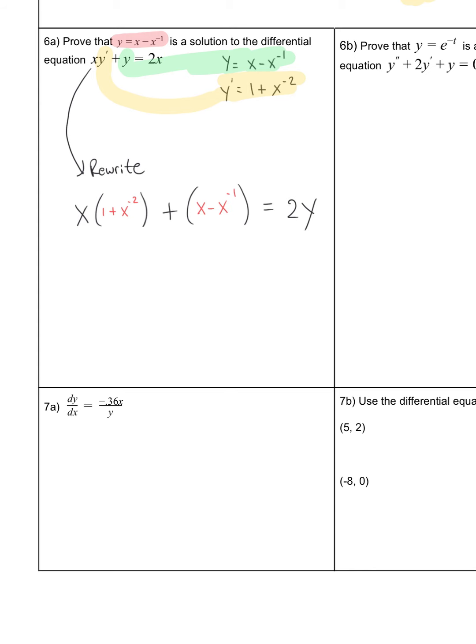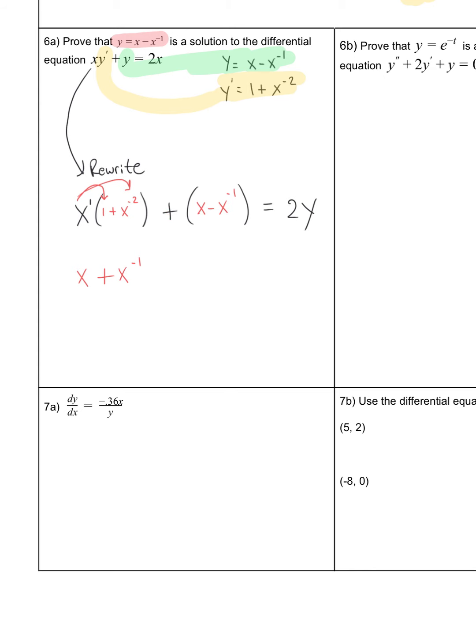Okay, so x times 1 gives us x. Now, this is x to the first right here. When I distribute here, x to the first times x to the negative 2, when you're multiplying exponents that have the same base, you add the exponents. So 1 plus a negative 2 gives us x to the negative 1. Again, x to the first times x to the negative 2 gives us x to the negative 1, because when we are multiplying two exponents, 1 and negative 2, that have the same base x, we add.